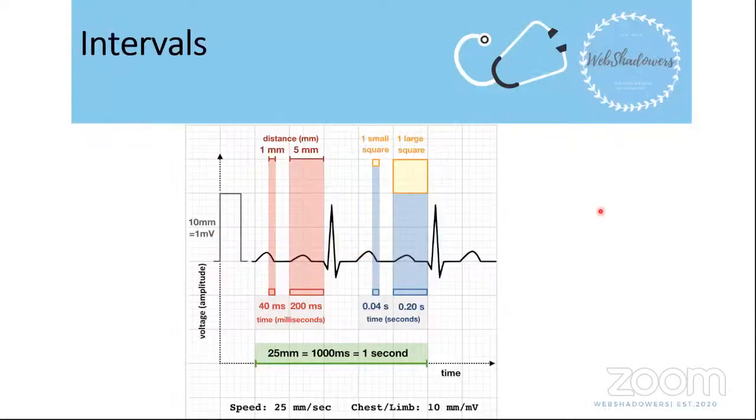All right. Another component about EKGs is the intervals. This is a component of time that we look at. We compare between the P waves, the QRS, the PR interval, the QT interval. We look at all these components of time to get a sense of how well the electricity is moving through the heart.